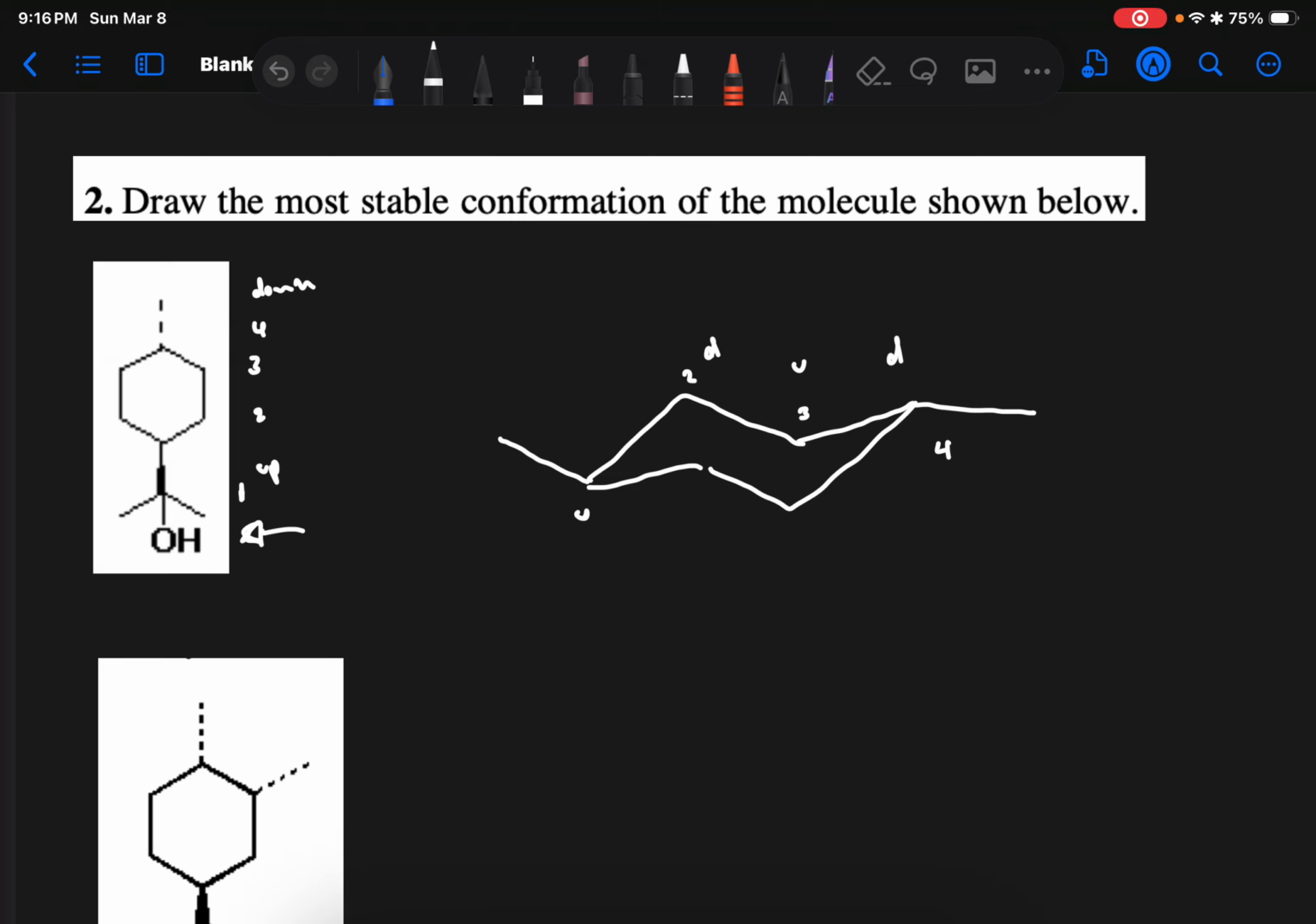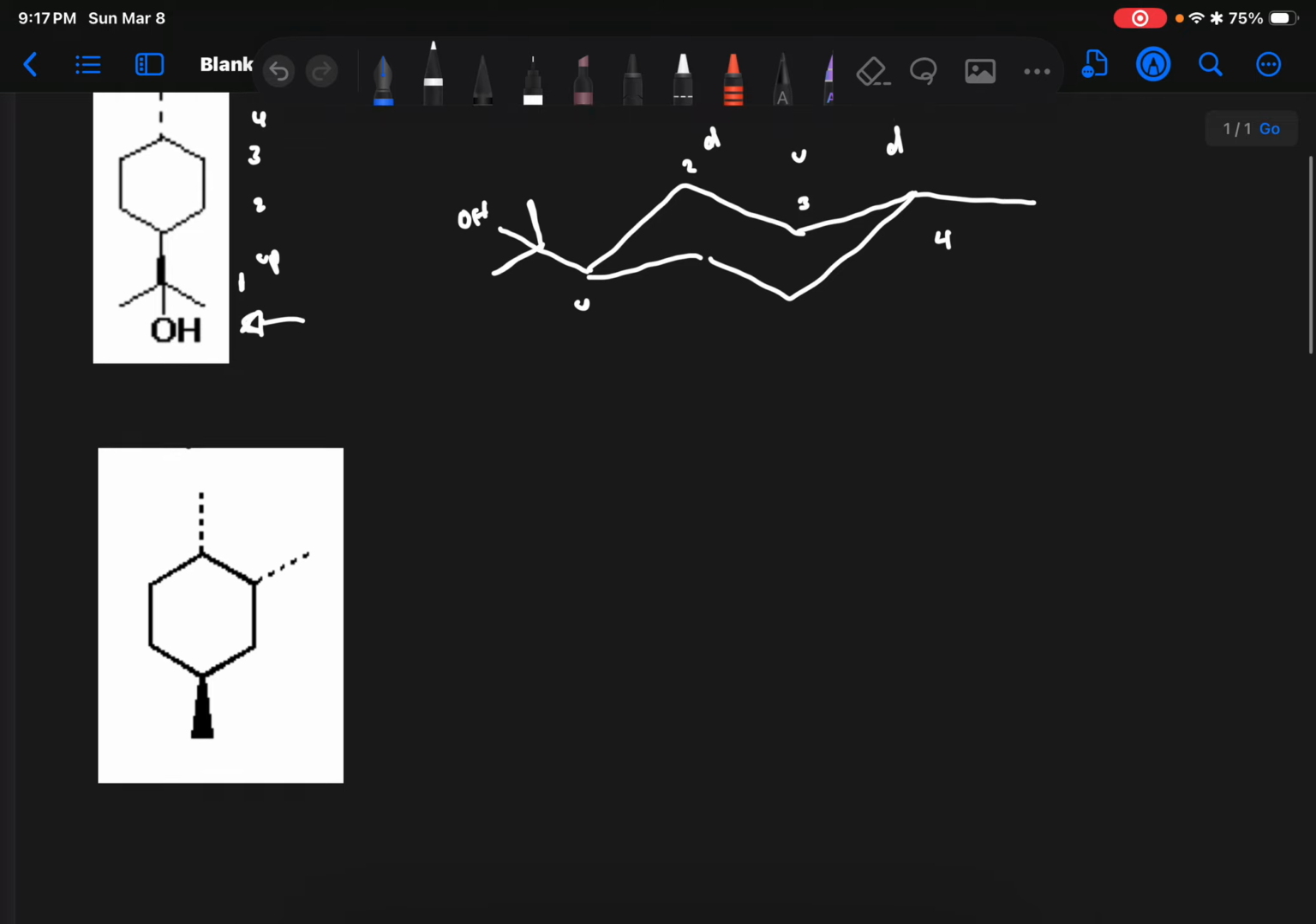So because this is up, this needs to be down. That's basically our drawing. Oh, I forgot to write the OH here and then two groups here. So that is our final answer. That's the most stable conformation, well, it should be, at least, if I'm not tweaking. I don't have the answer key with me right now, but I'm assuming that this is right. Hopefully it is right. And we'll just move on to the next question, which is this one.